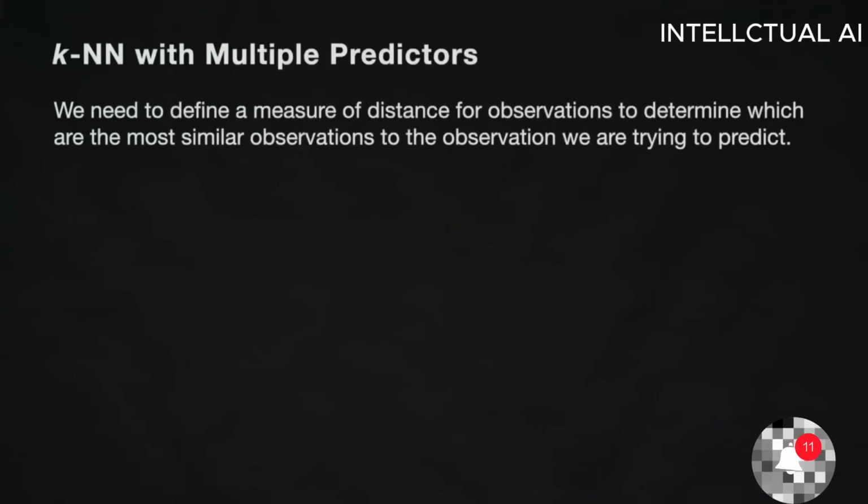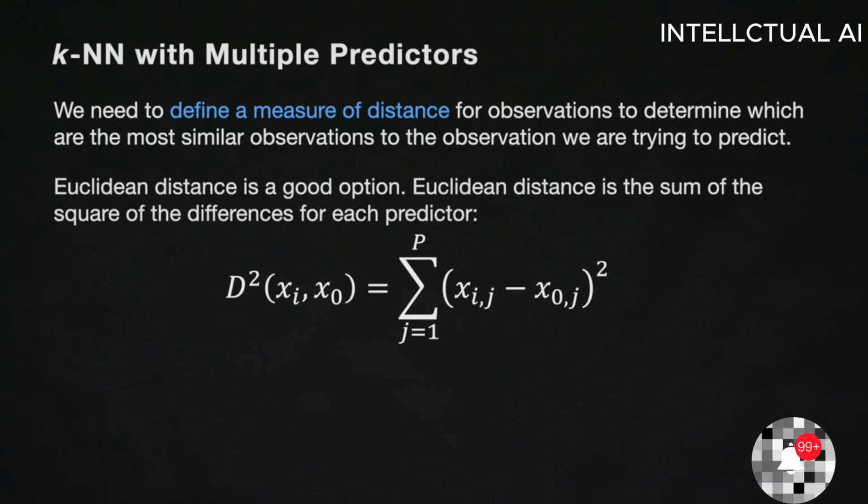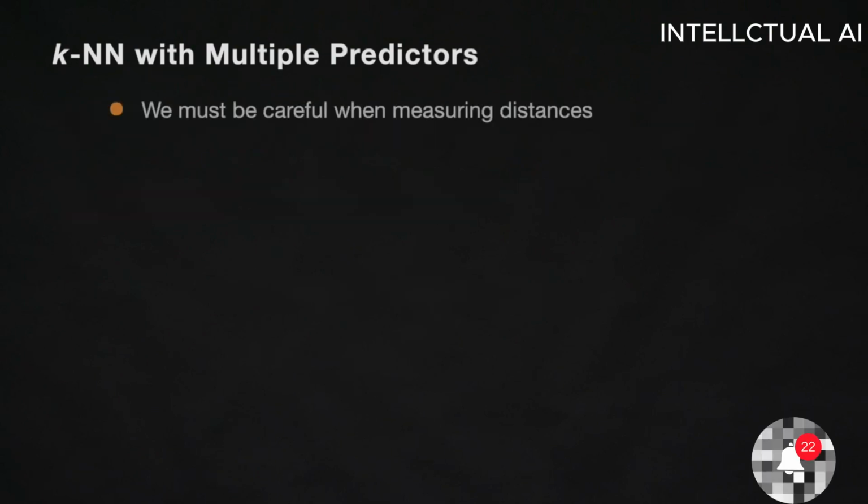How could we extend the KNN classifier when there are more predictors? We need to define a measure of distance between observations to determine which are the most similar observations to the observation we're trying to predict. Euclidean distance is a good option. The square of the Euclidean distance is the sum of the squares of the differences for each predictor.